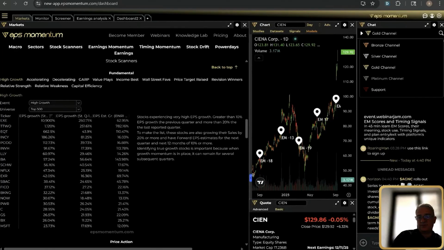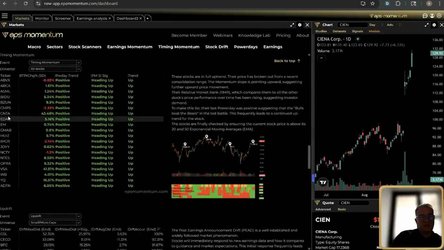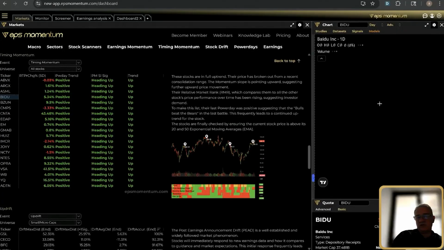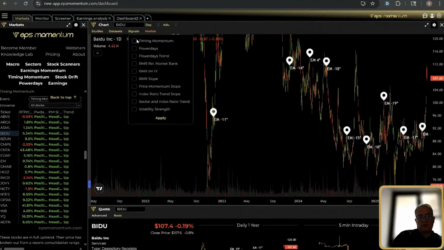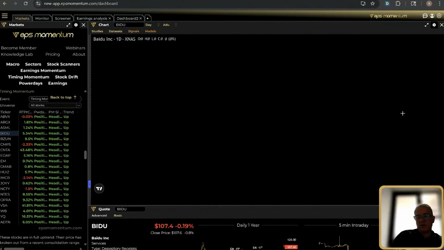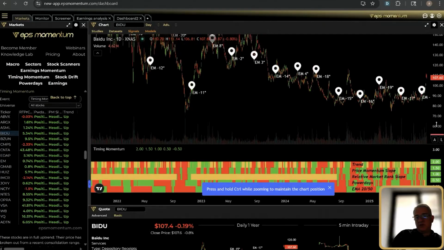We have a question: what is the difference between the old TM score and the new one? So the old TM score that we had on the previous iteration of the app was incorporating, so let's pull up the timing momentum here. Let's put up Baidu, for example. Let's pull up the timing momentum.